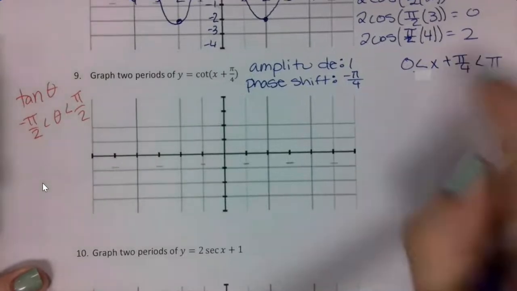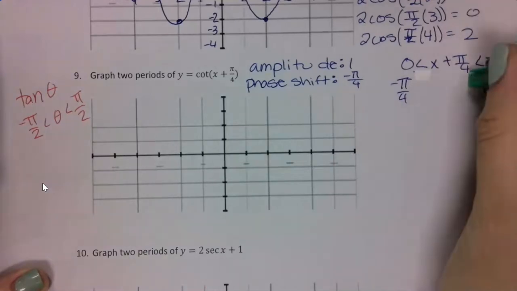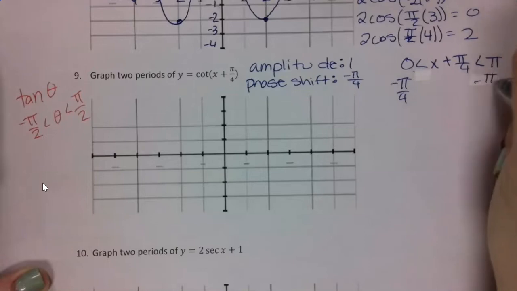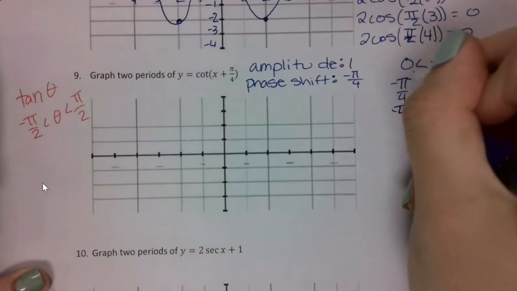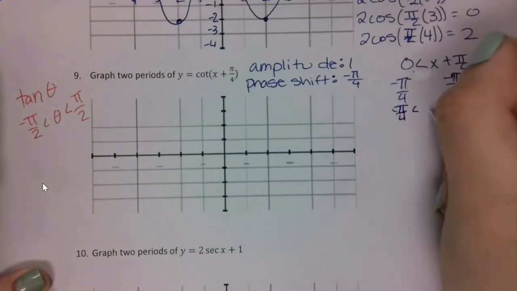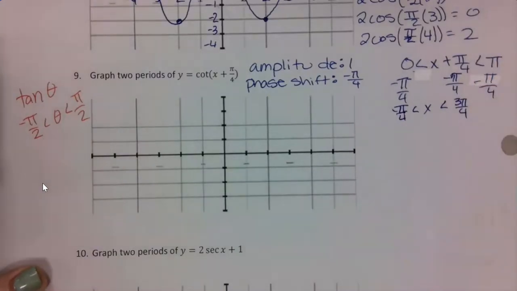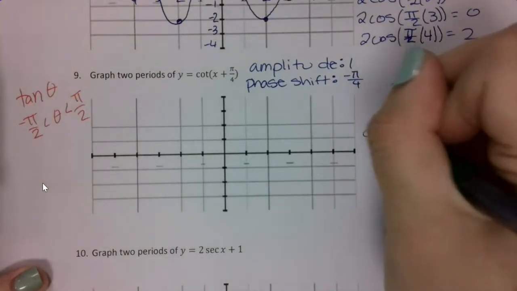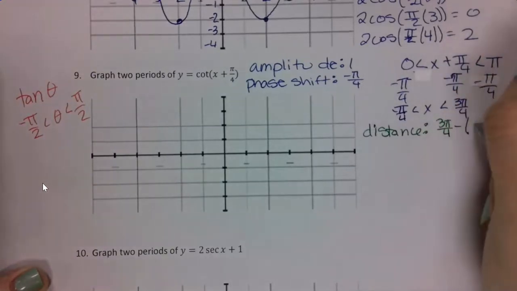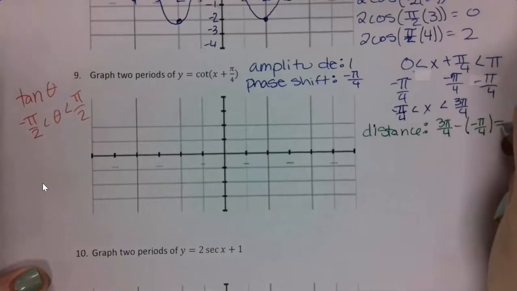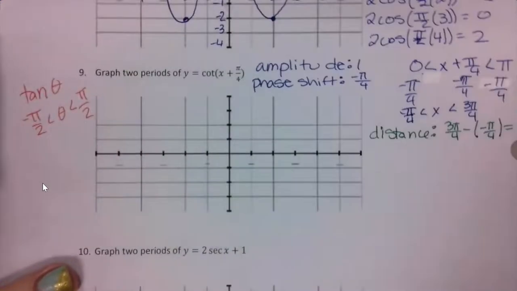I want to solve for x. I'm going to start by subtracting π/4 on both sides. So that gives me -π/4 is less than x is less than 3π/4. I need to find the total distance to get my period. So to do distance, I take my right number and subtract my left number. I'm going to do 3π/4 minus -π/4, which gives me a distance of pi. So that is my period.